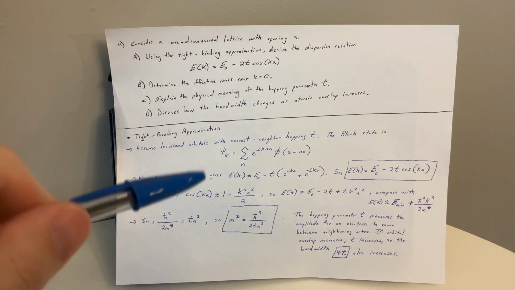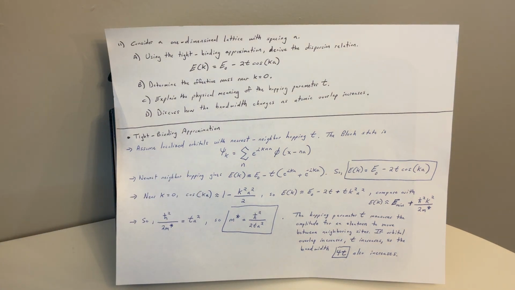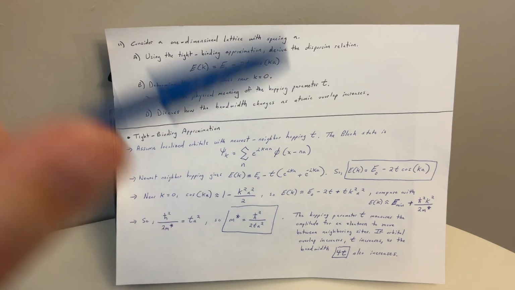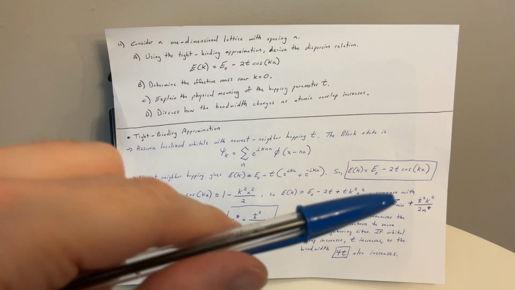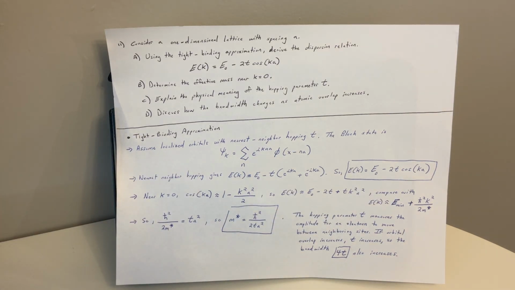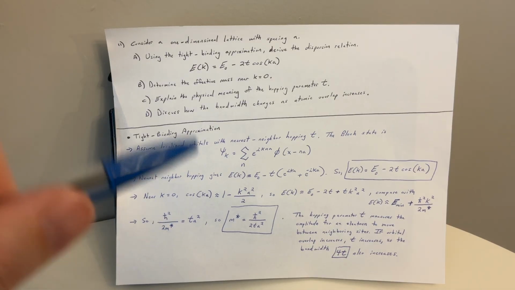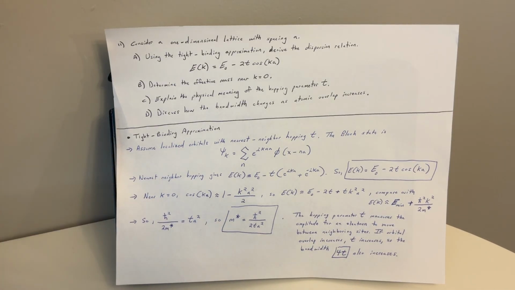Near k equals 0, cosine of ka is about 1 minus k squared a squared over 2. So E of k equals E naught minus 2t plus t k squared a squared. Compare with E of k approximated as E sub min plus h bar squared k squared over 2m star. So h bar squared over 2m star equals ta squared, and m star equals h bar squared over 2ta squared.